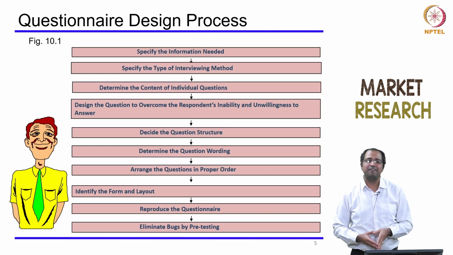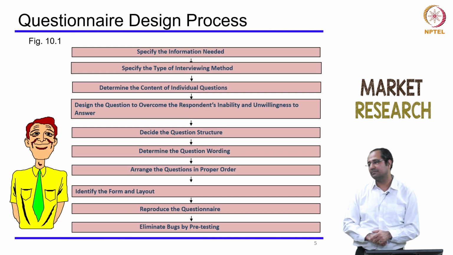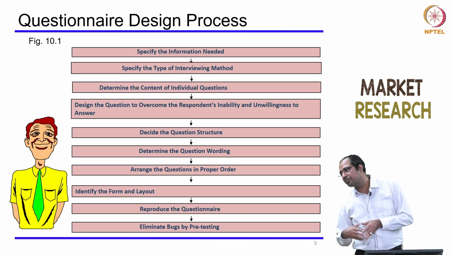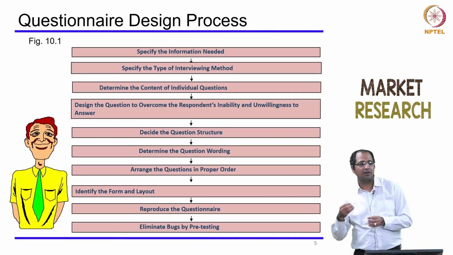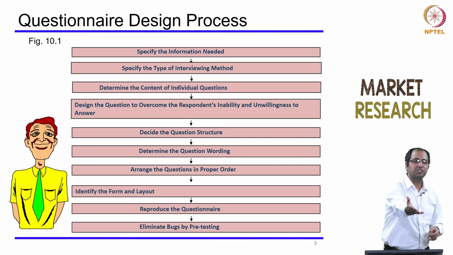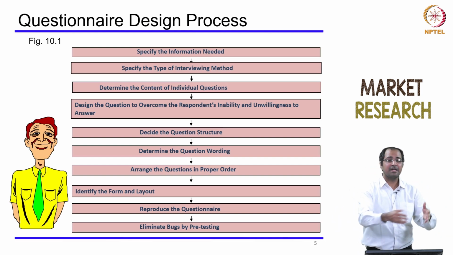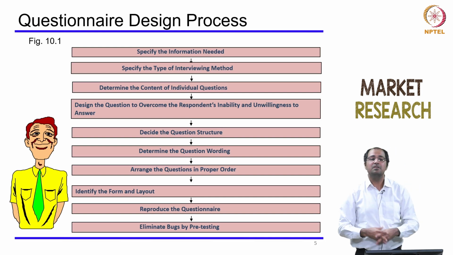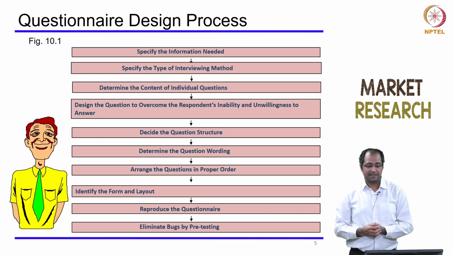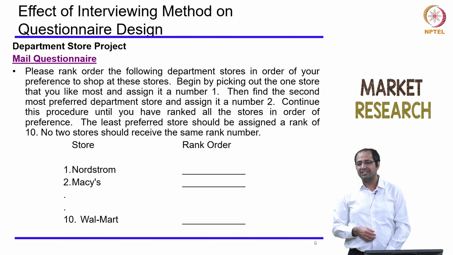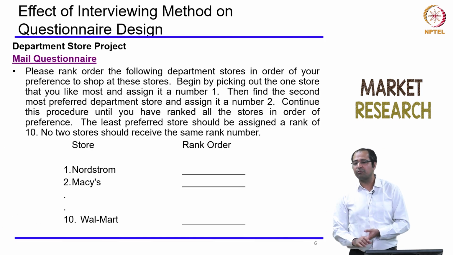The second step is to specify the type of interviewing method. Whether you want to do an electronic survey on the website or email, or you want to give a personal survey face to face, or you want to send a mail survey to the mailbox, postal mail. Specify that type of interviewing method. Why? Because it has an impact on the wording of the question and the format that you use for the question.